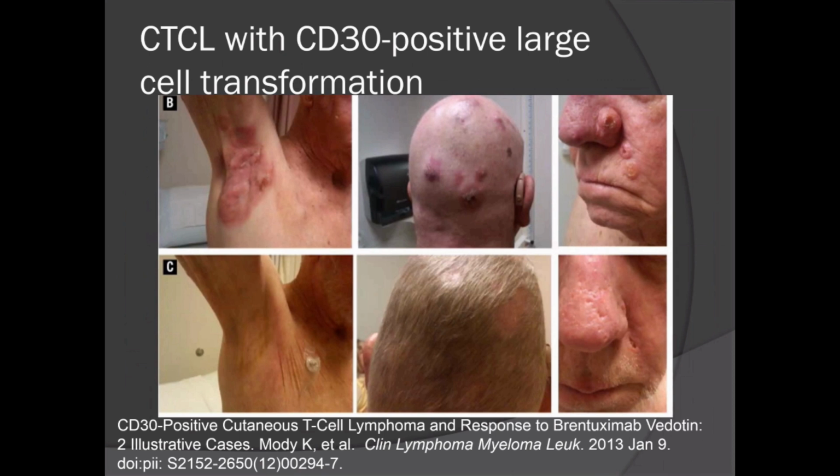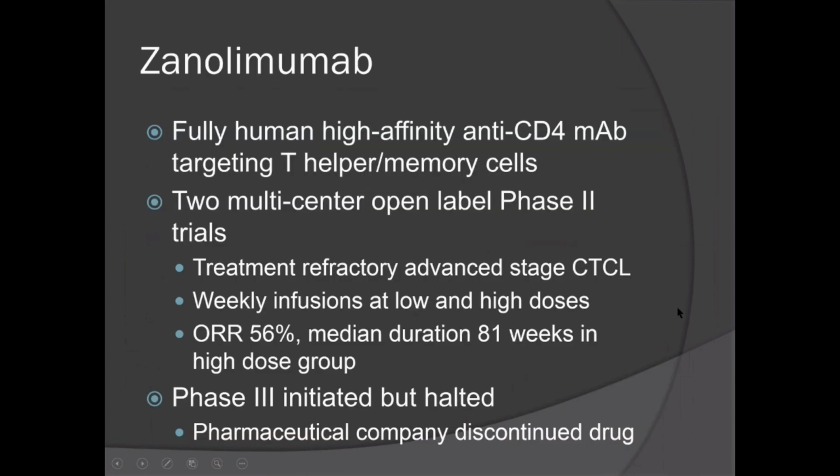And here we see a lovely example of a patient. This is pre-treatment up here. He's got a lot of tumors, and then this is post-treatment, very clear with regrowth of hair. So it's definitely effective. Zanolimumab, this is an anti-CD4 monoclonal antibody.